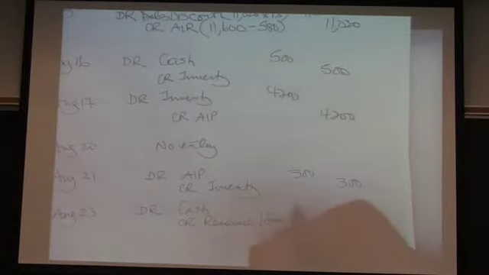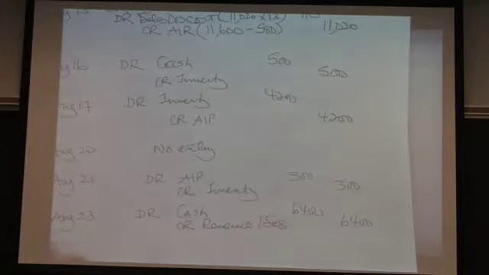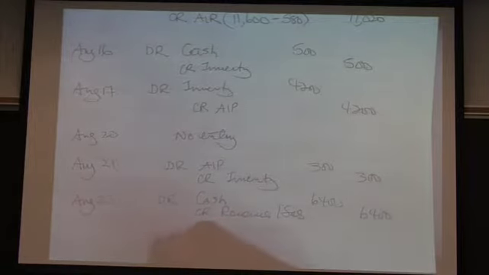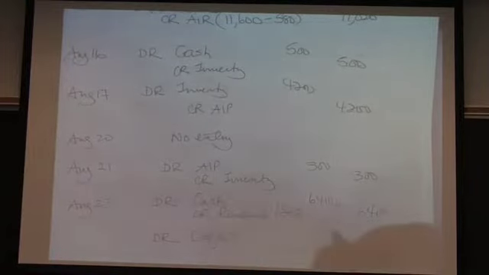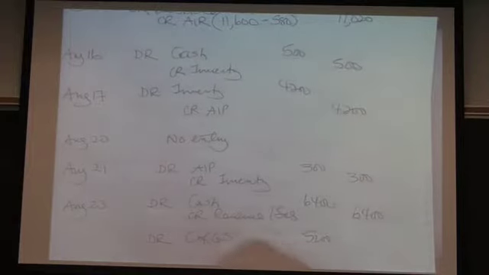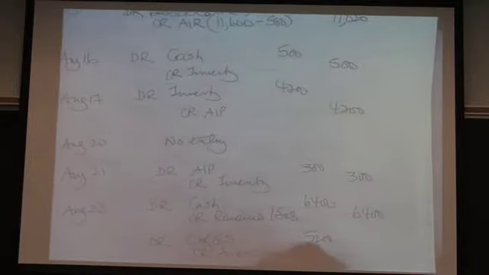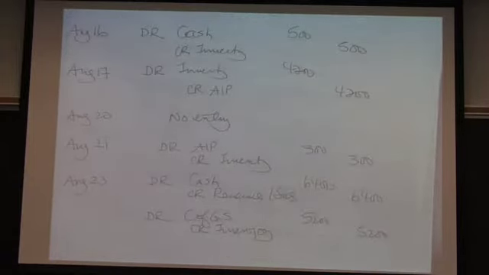for $6,400. And remember, because this is a perpetual inventory system, we need to reflect the cost of goods sold immediately at each stage of the sale. So we're going to debit cost of goods sold for the related cost, which is $5,200, and credit inventory $5,200. So let's post that entry.